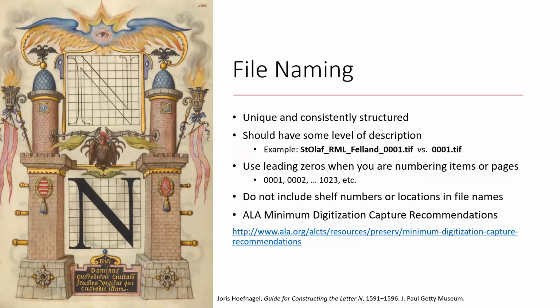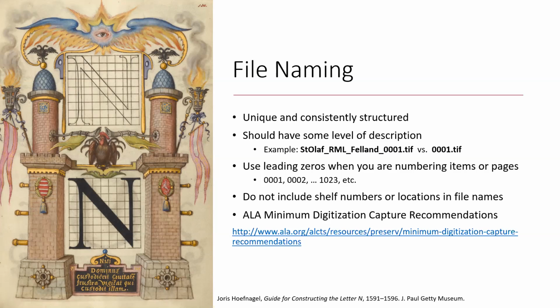File naming, there's no real strict specifications for file naming. Each institution will adopt a structure that works best for them and their collections. So some rules of thumb are that file names should be unique and consistently structured. Simple file naming structure is good, especially for large projects, but you do want to include some level of description. So consider including your institution abbreviation or identifying the collection or sub-collection name.